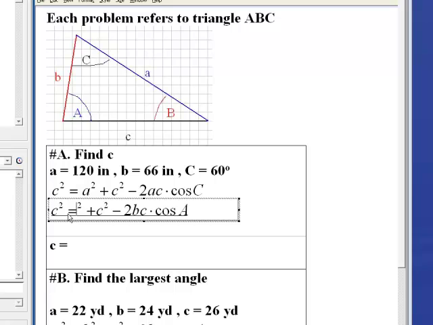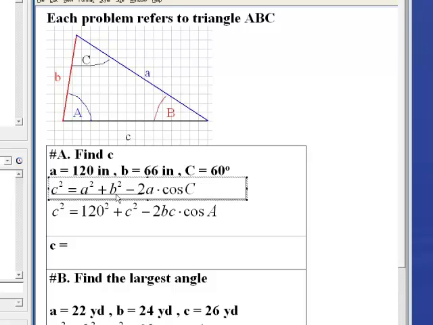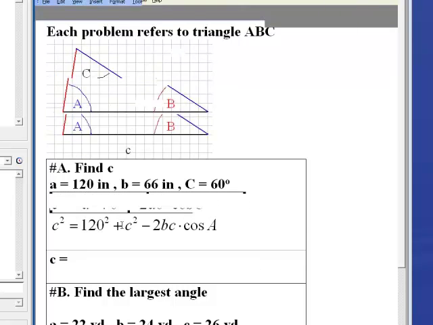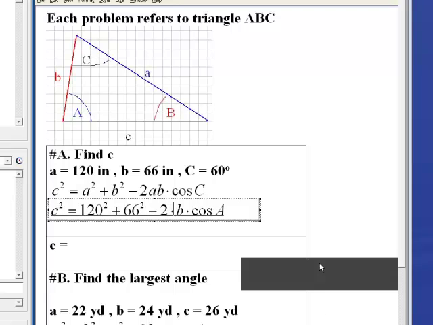So here, this is actually A squared, of course, which is 120 squared plus C squared. Whoops, I actually did make a mistake. That's a B right there. And that's a B right there. Maybe it was a teaching moment for myself. So B squared right here, which of course is 66. And here we have 2AB, which is 120 times 66 times the cosine of angle C.